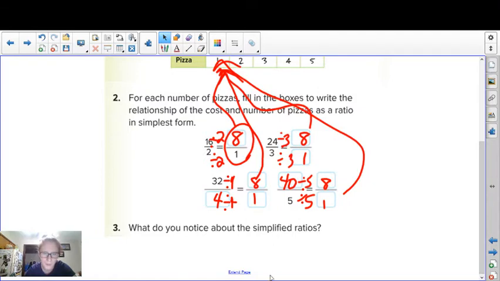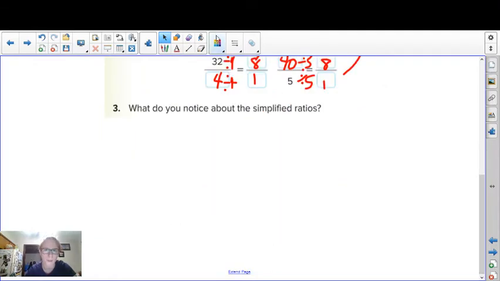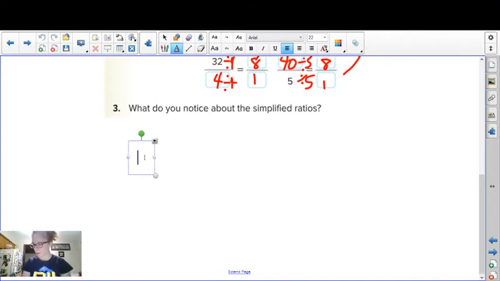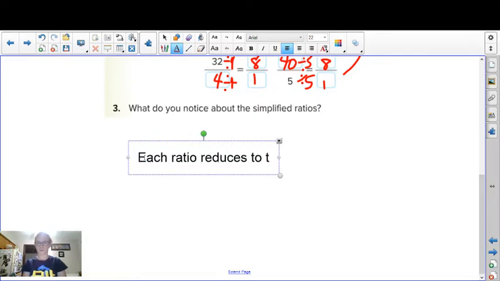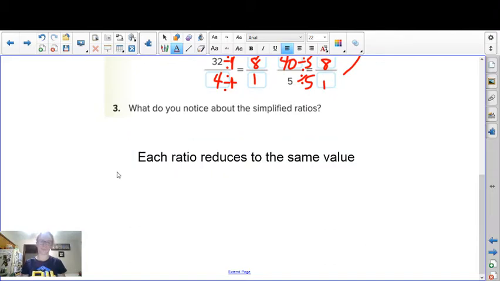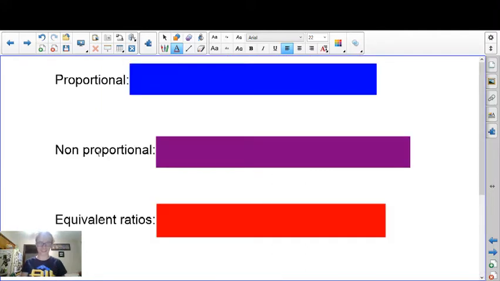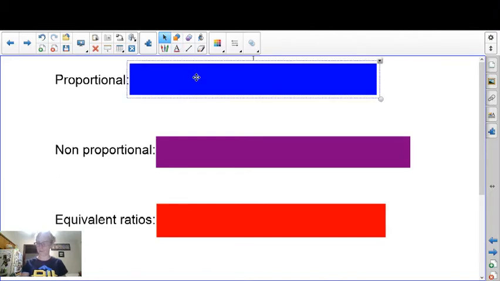So what do we know about these simplified ratios? What kind of conclusions could we draw? Well, I could say that each ratio reduces down to the same value. Every time I increased the amount of pizzas that I purchased, my cost increased proportional to that amount, which leads us into definitions. So what does it mean to be proportional? I've used that word a couple times now, so let's look at that definition.